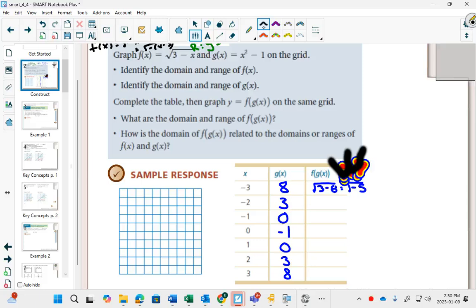So when that happens, we just write not possible. However, if I plugged in 3, I'd get the square root of 0. That'll be 0. That's not bad. If I plug in 0, I'd get the square root of 3. Negative 1 would be square root of 4. That's actually 2. And then I've got symmetry again. 3, 0, and not possible.